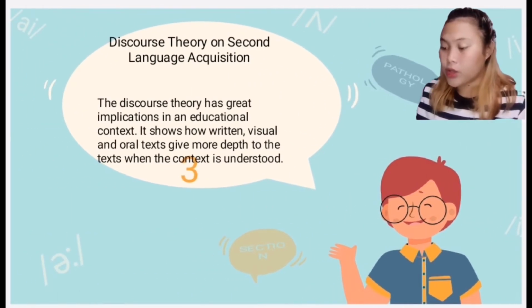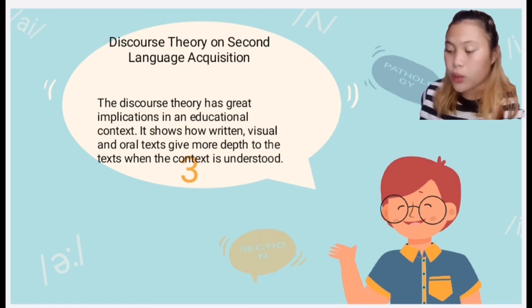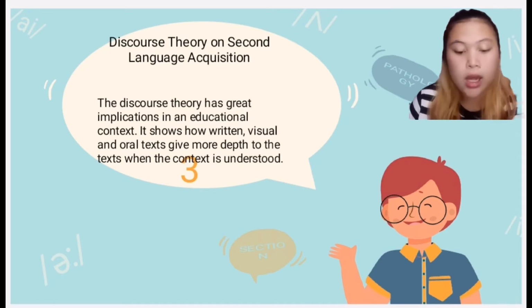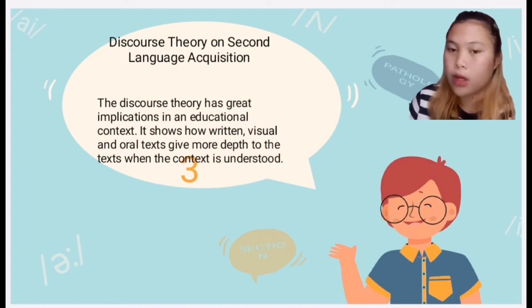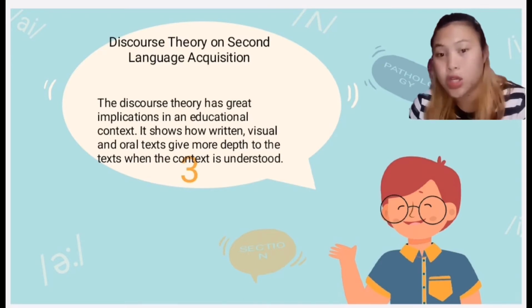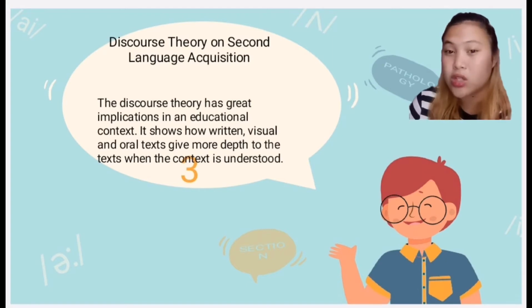Discourse theory and second language acquisition. The discourse theory has great implications in an educational context. It shows how written, visual, and oral text give more depth to the text when the context is understood. It has great implications in educational context. Just like, for example, our professors. They gave us understandable notes or lectures. It's not just our professors, but all the teachers who made the modules, right? They organized them well.